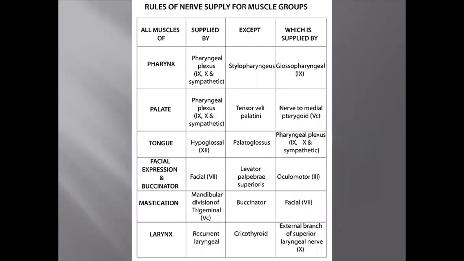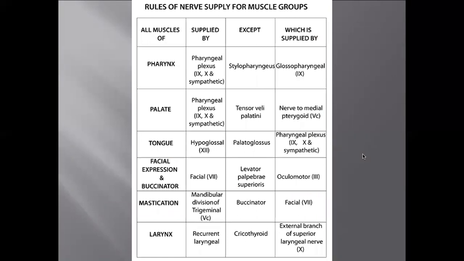You'll have to write the origin, insertion, nerve supply and action of these muscles. This is one table which is very, very important. If possible, take a screenshot and keep it with you, because this can be asked in your vivas.